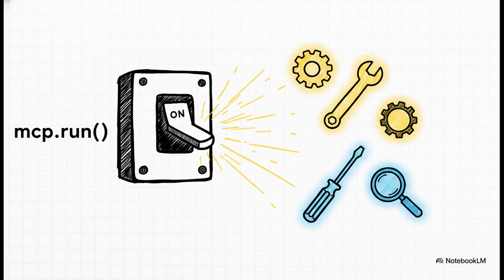So once we've defined all our tools, we need to actually start the server up. And this line, mcp.run, well, that's what flips the switch. It takes all the functions we decorated, bundles them up, and makes them accessible over the network using standard HTTP. It's now live and ready for us to test.